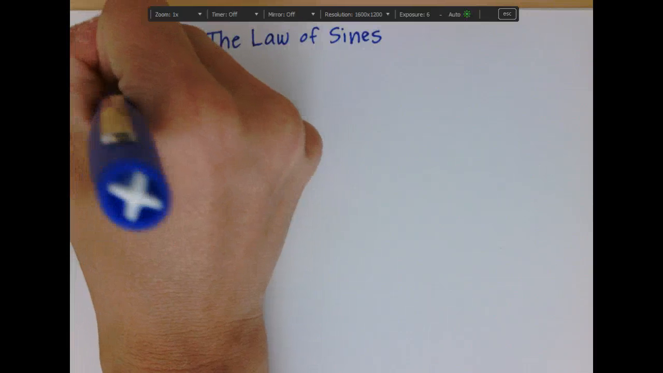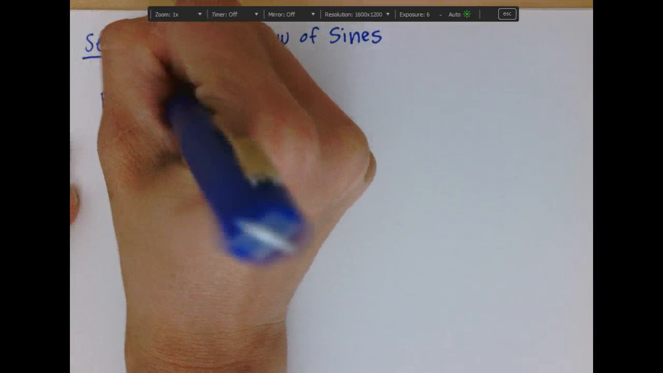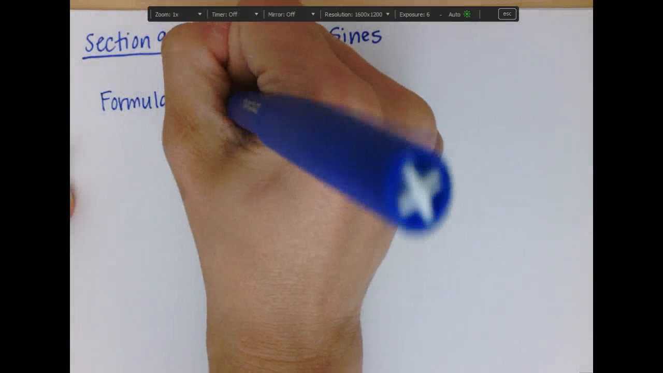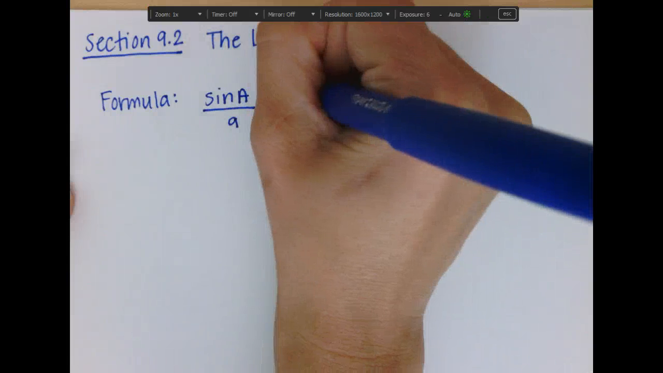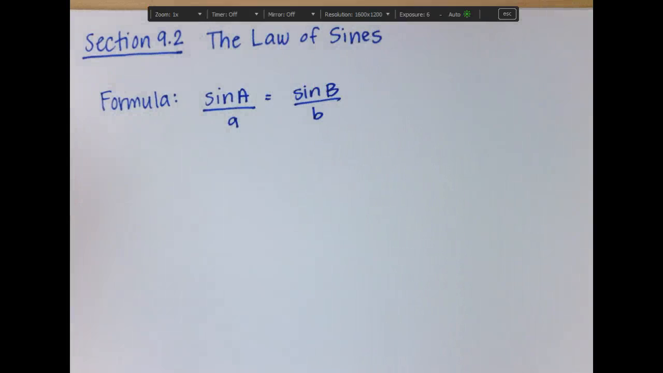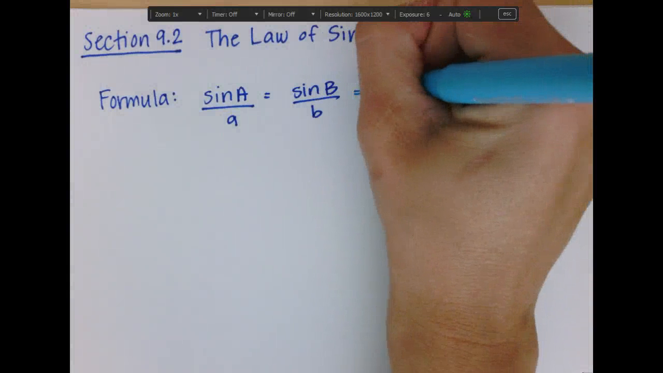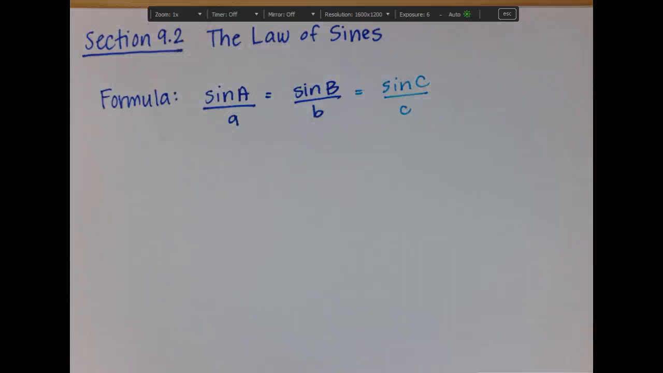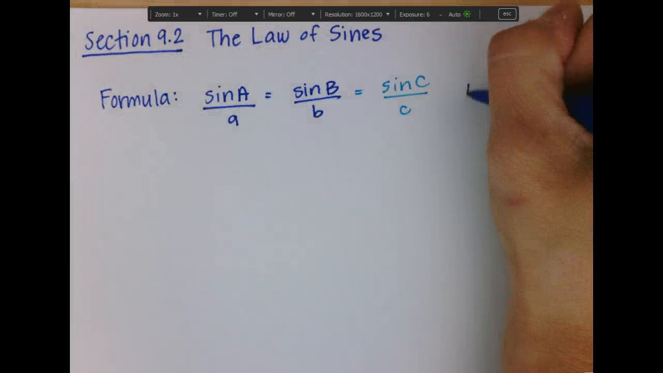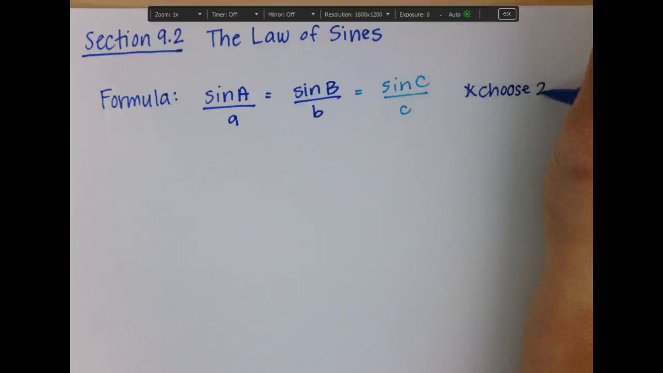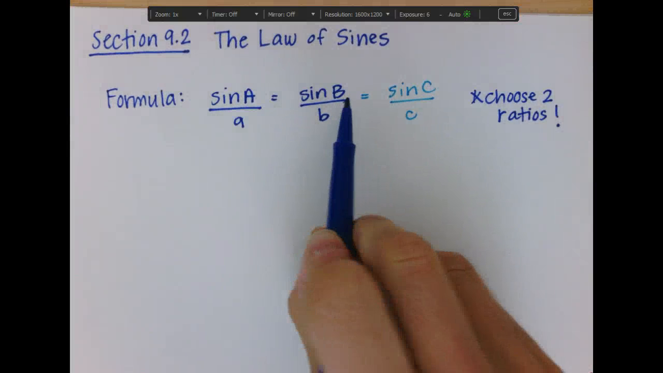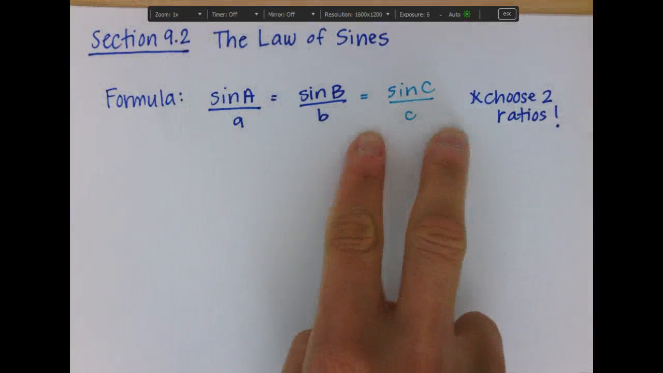The formula for the law of sines goes like this. It's basically just a proportion, which is two ratios. So the law of sines says that the sine of A divided by a, notice the difference in capitalization versus lowercase, is always equal to the sine of B over b, and we could make a third ratio equaling it to the sine of C over c. And each time you're going to choose two ratios. So depending on whether you're working with angle A, angle B, or angle C, you'll choose two each time.